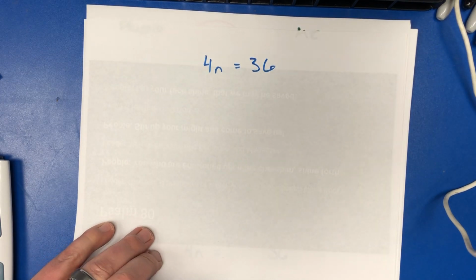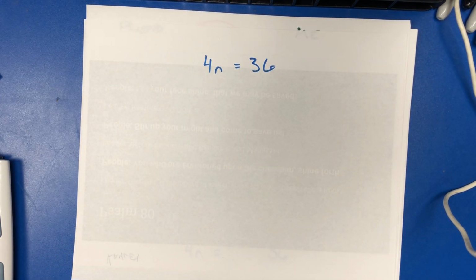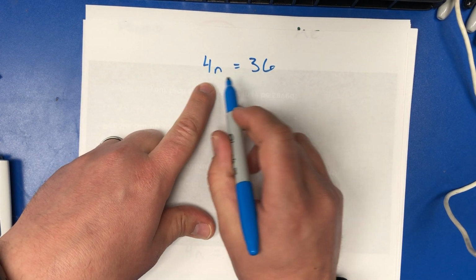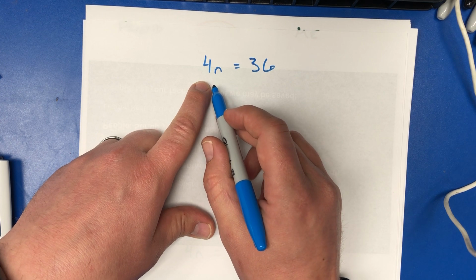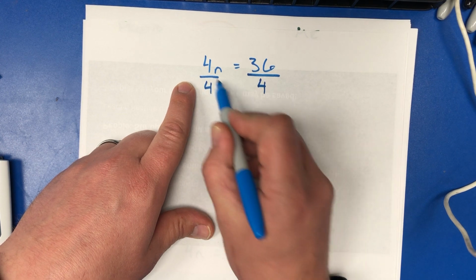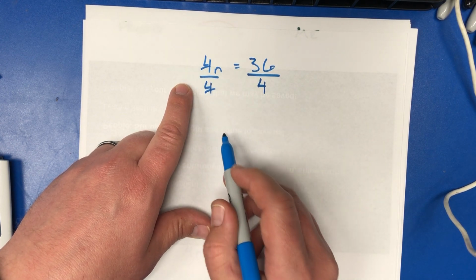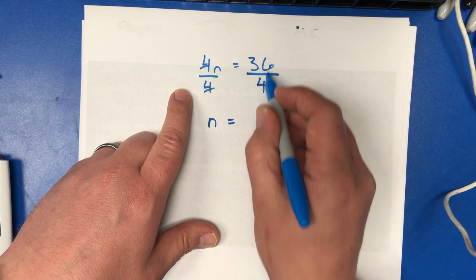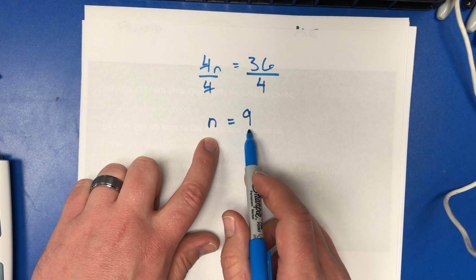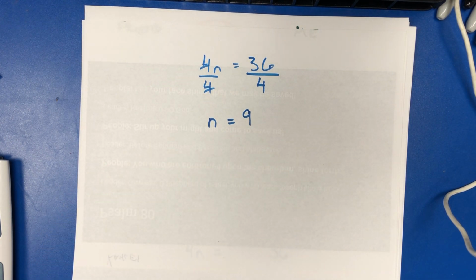So I can finish my problem. How many lessons will he take when we pay the same price? So 4 times what is equal to 36? I hope you already have figured that out. It's going to be 9. But let's just actually do the division here. The 4's cancel out, leaving me with n is equal to 36 divided by 4, 9. 9 lessons. Your friend pays the same total amount as you, and he only gets 9 lessons instead of 11.